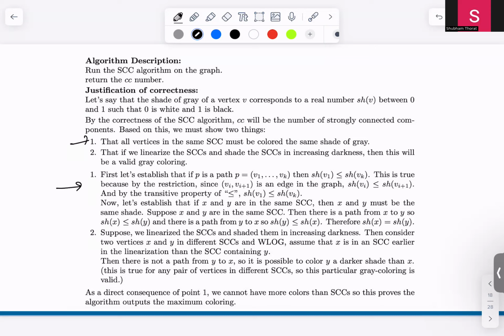Okay. So where was I the last time you guys could hear me? Was I at this point? I was explaining why the vertices in the same SCC have to be... Okay.